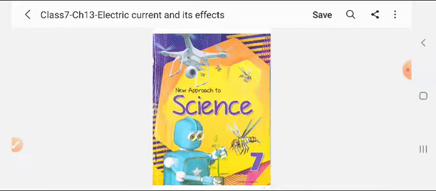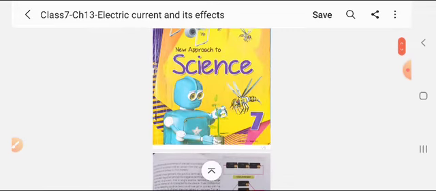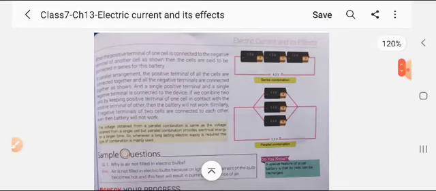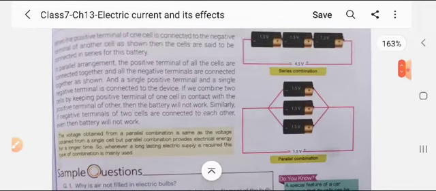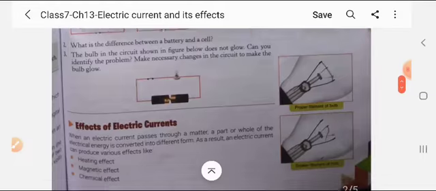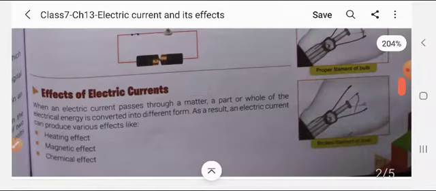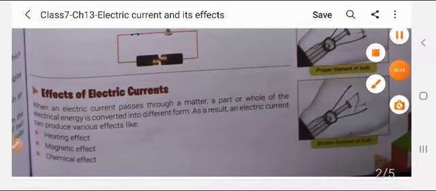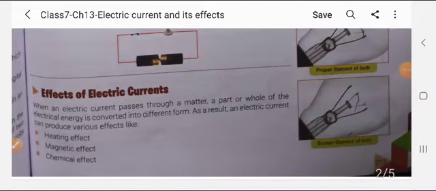As you know, our chapter number 13, electric current and its effects, is already under process. In this topic, today I will explain to you about the different effects of electric current.